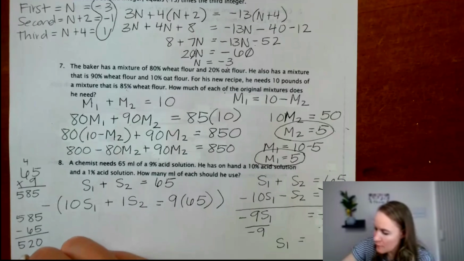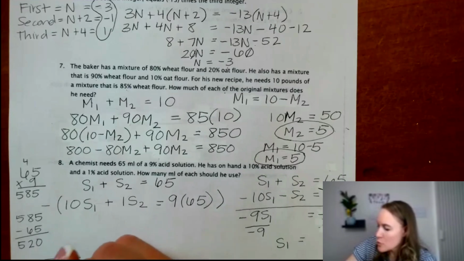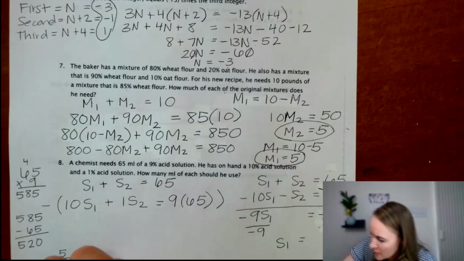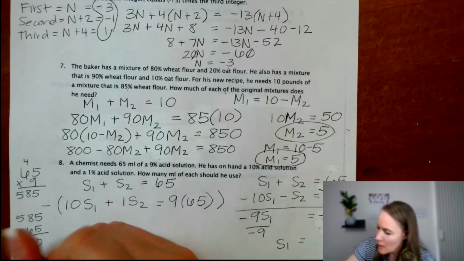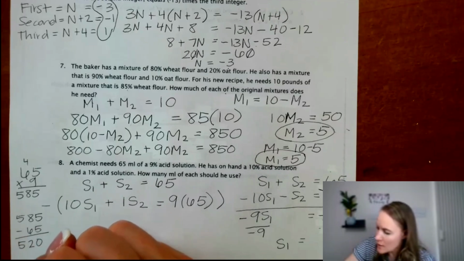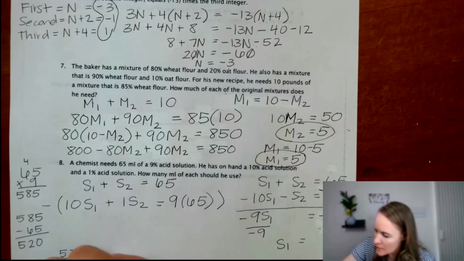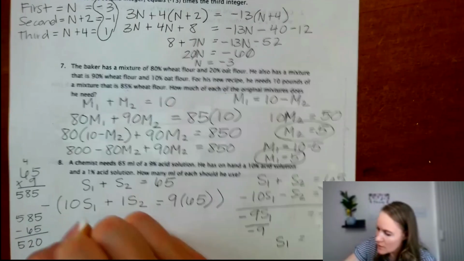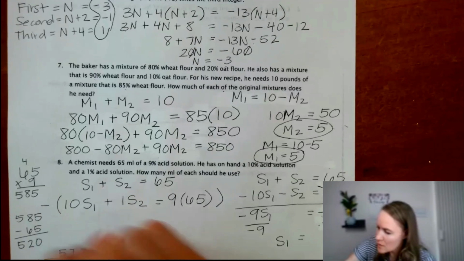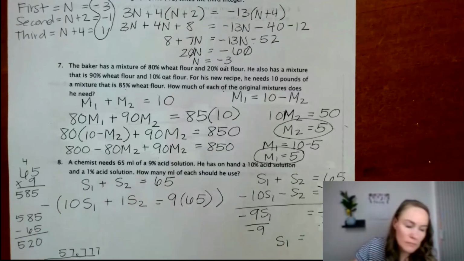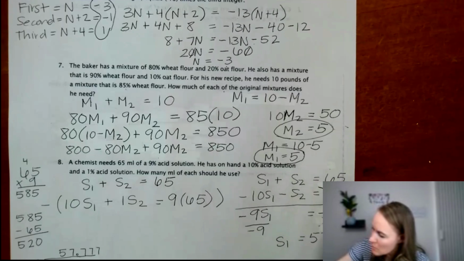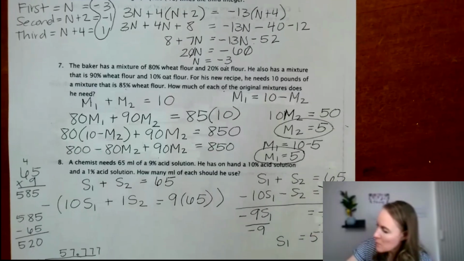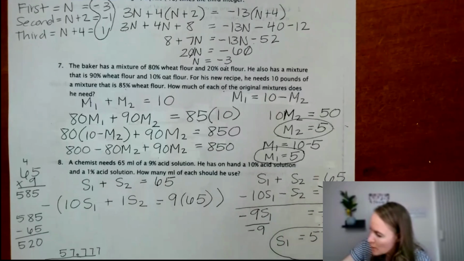5 times 9 is 45. And 52 minus 45 is 7. And then bring the 0 down. 9 goes into 70 7 times, and we get 63. And then 7, so it's going to be 0.7, and it's going to repeat. So we can round it to 57.78 milliliters. And that's going to be solution 1.